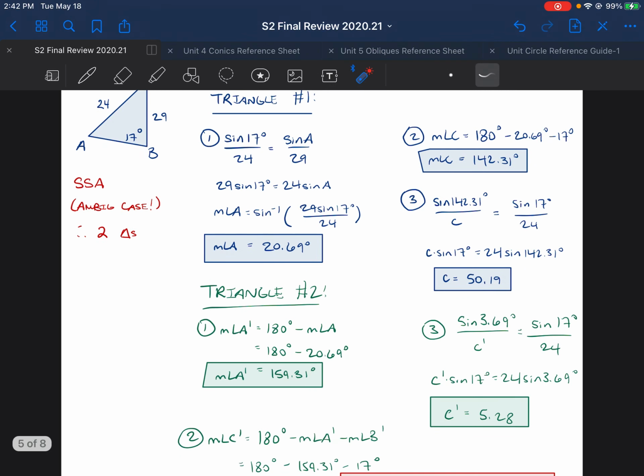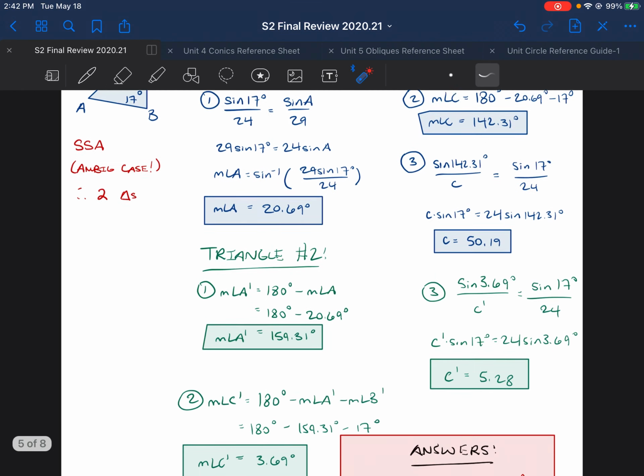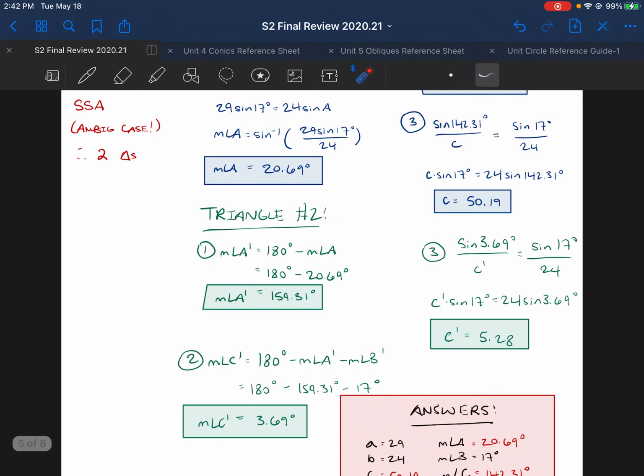Once you have your new angle A, remember that for the second triangle, the original pieces are still there. So angle B for the second triangle is still 17, side A is still 29, side B is still 24. So angle B prime and angle B are the same thing, they're both 17 degrees, and now we have angle A prime. This means that we subtract those two from 180, and that gets us our new angle C, or angle C prime. And once we have our new angle C prime, we use the law of sines right here to find side C prime, our new side C, and we get 5.28.